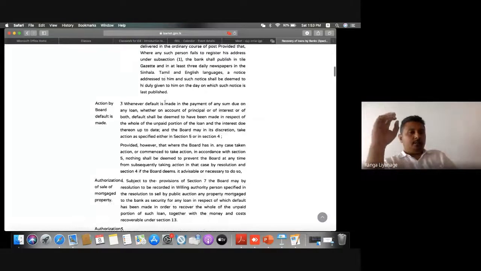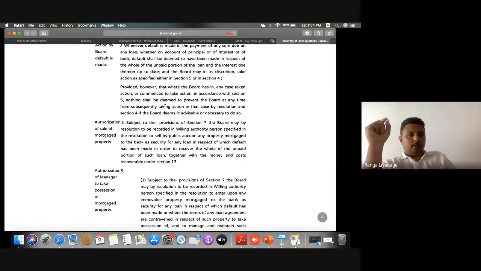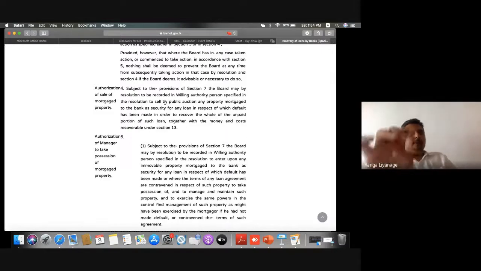So the action the board needs to do is pass a resolution and take such action under Section 4 or 5. Section 4 says authorization of sale of mortgaged property. How do they do that? There is a proviso, Section 7. They can recover the amount which they are able to recover under Section 13 and name such person who is authorized to sell the property, authorized by specified interest to sell in public auction. Then Section 5. So Section 4 is there. Board resolution can be proceeded with under Section 4. Right.